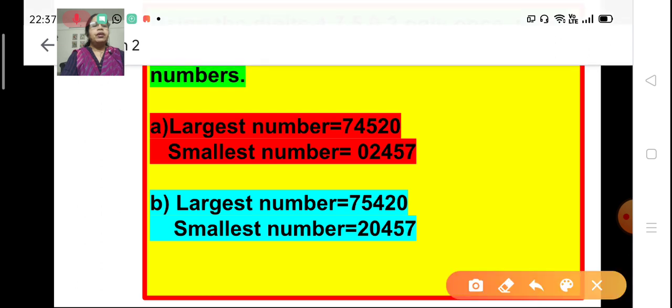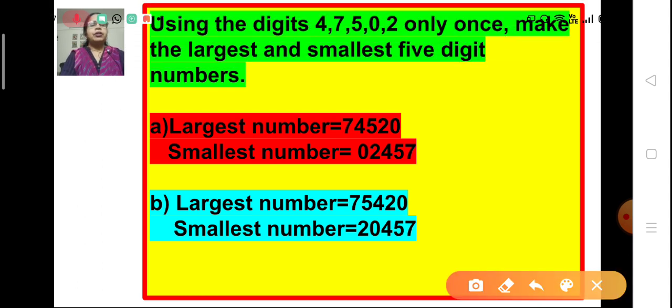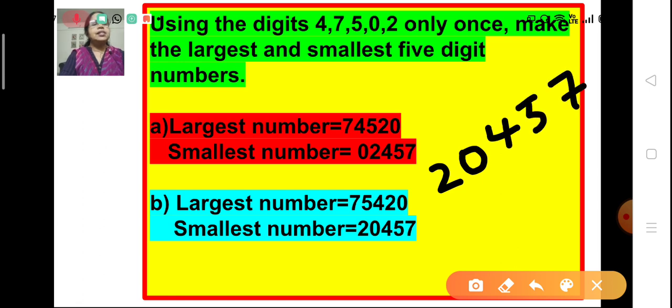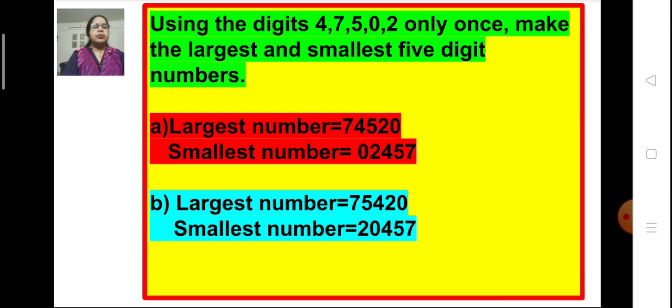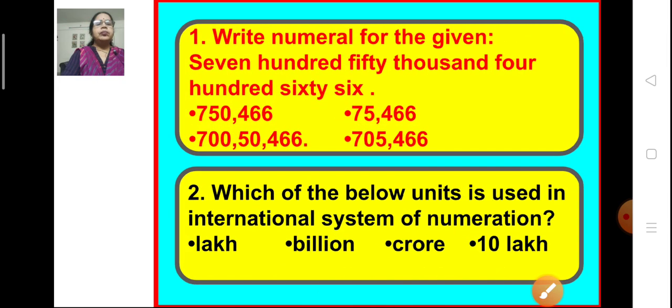Alright, so how do we write the smallest number then? We will take the next smallest digit after 0, that means 2, and next to 2 we will take 0, and then the rest of the digits we will arrange in ascending order, that means 4, 5 and 7. So the number becomes 20,457. And in which option do you get this number? We get this number in this option here. So B is the correct option for this question. Now let's see the next one.